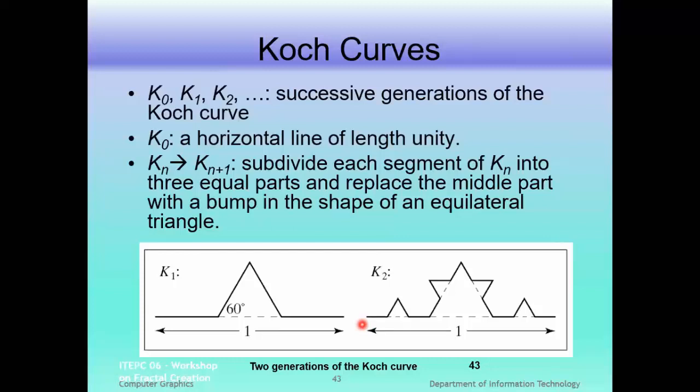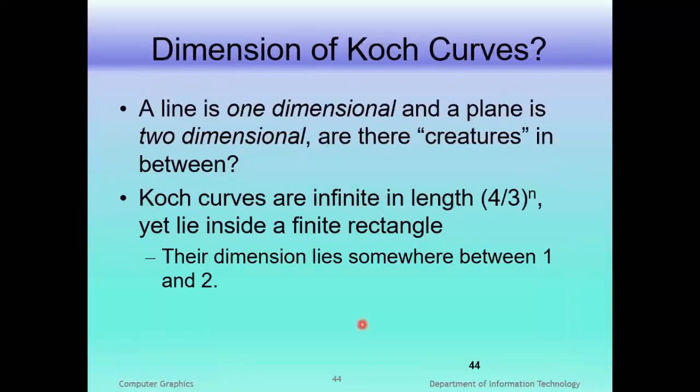If we reduce the scale of the curve by 3, we find the curves look just like the original one, but we must gather 4 such curves to make the original. Therefore, the Koch curve's topological dimension is 1 and its fractal dimension is 1.26.